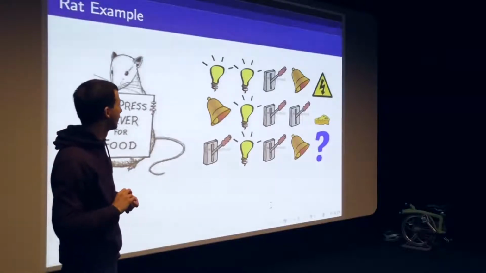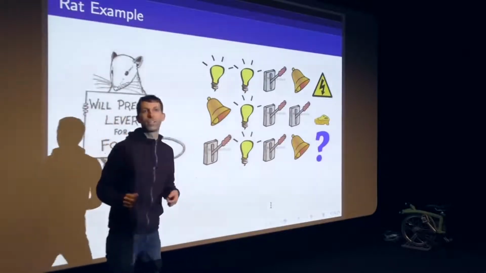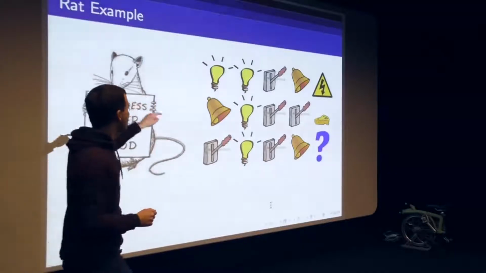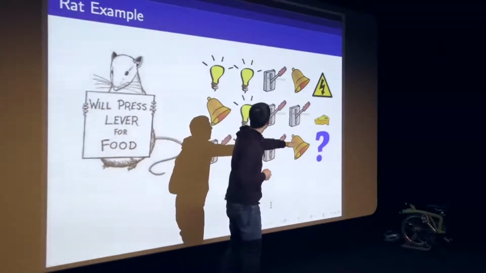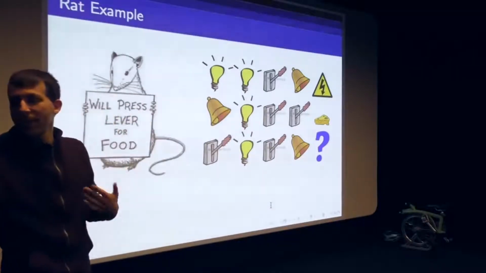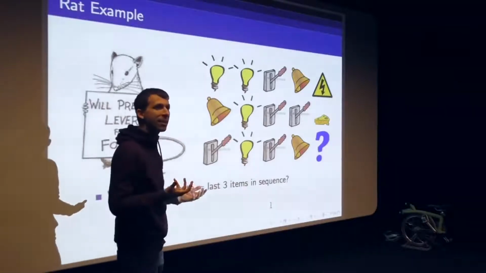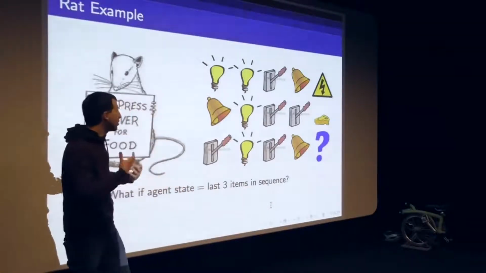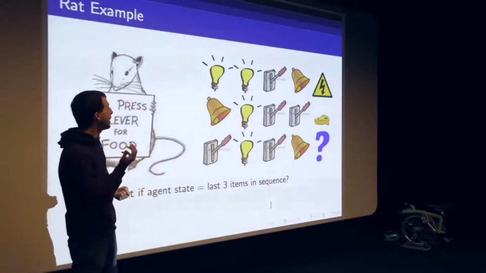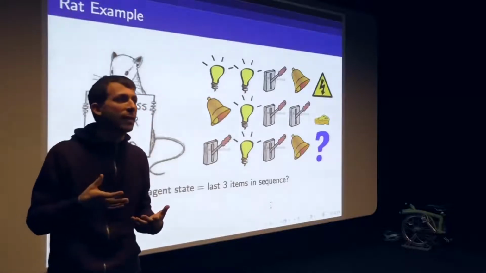While in both cases you have seen a light before the lever, so we're not sure about it. Right, so the comment was that the recent history was the same. We've seen light, lever, bell here, and light, lever, bell here. So from the last three, we would expect there to be electrocution. Another way to say that is that if you're a rat and your agent state, the state that you're using to make your decisions, is the last three things in the sequence, then you would believe that you're going to be electrocuted. However, that's not the only choice for state.